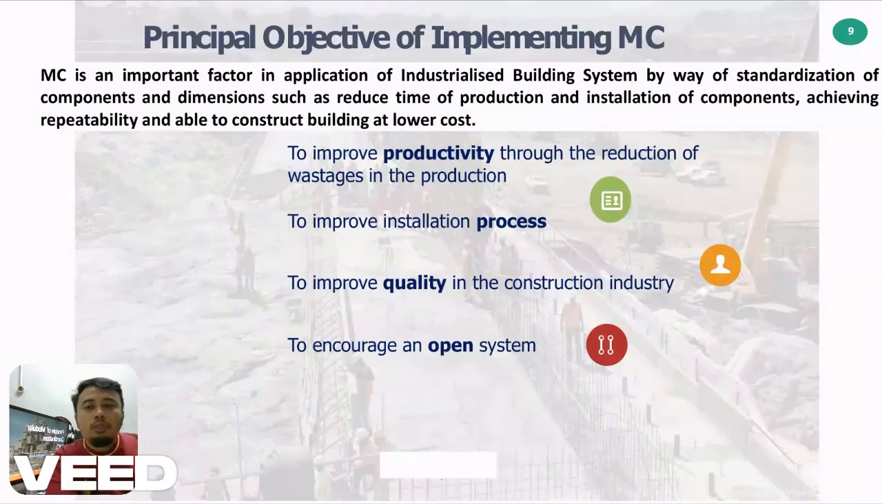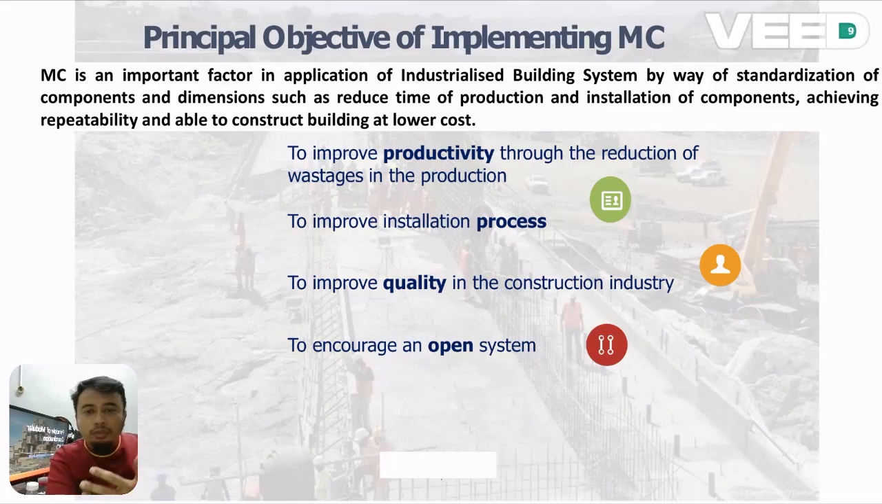So overall, the big picture on MC is that MC is an important factor in the application of IBS, the industrialized building system, by way of standardization of components and dimensions. This reduces production time and installation time of components, achieves repeatability, and enables construction of buildings at lower cost, as we reduce wastage, reduce delay, and improve efficiency of construction. So we will reduce the cost of building.